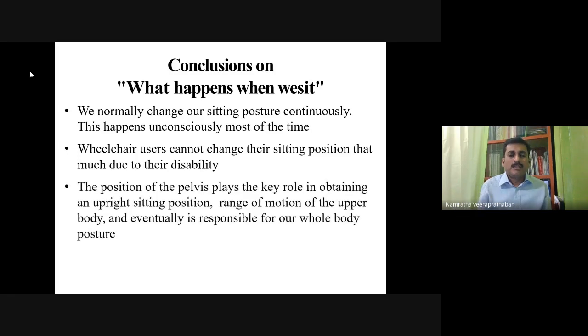Okay. So the key is the pelvic. In sitting, the pelvic is the key. If the pelvic goes wrong, everything goes wrong. If the pelvic becomes right, everything becomes right. So in conclusion, the pelvic is the key in sitting. If you take care of the pelvic, the rest will be taken care of. If you don't take care of the pelvic, everything will go wrong.